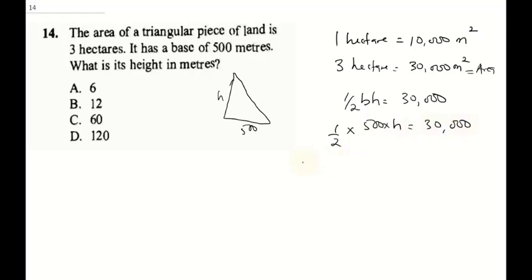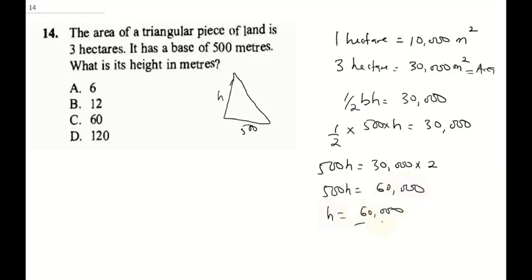So in order to solve this, we're going to cross multiply. This will be 500h is equal to 30,000 multiplied by 2. So this will be 500h is equal to what? 60,000. Therefore, our h will be 60,000 divided by 500. Our double zero cancels out the double zero. 600 divided by 5 is going to give us 120. So our correct answer here is D. So circle my D.